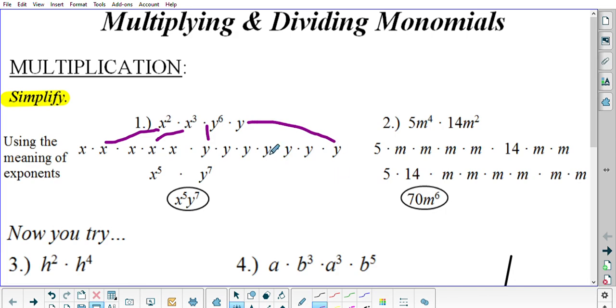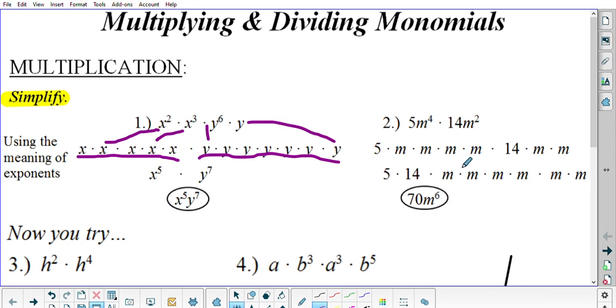What you can now do is count how many x's you have. We have 5 of them, so with multiplication in between, this x piece would be the same as x to the 5th power. And for the y's, all of these y's multiplied together would be the same as y to the 7th power. We can write this in simplest form without keeping the multiplication dot in between, and we get x to the 5th times y to the 7th.